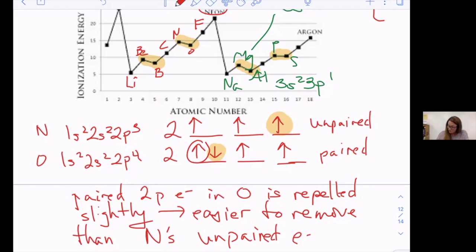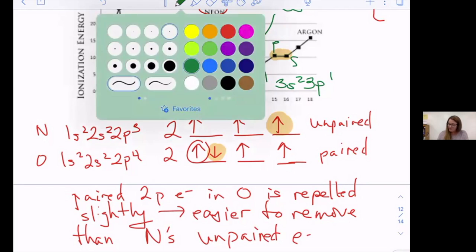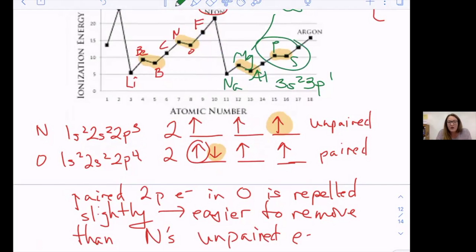And once again, this would be the same explanation that we would have if we were trying to explain why sulfur's first ionization energy isn't higher than that of phosphorus.